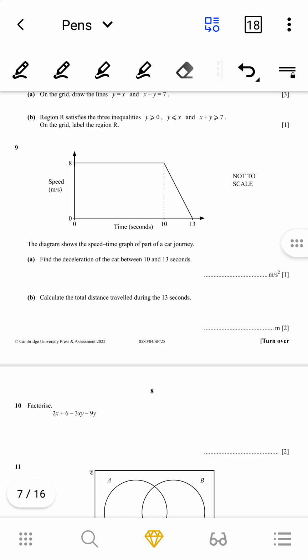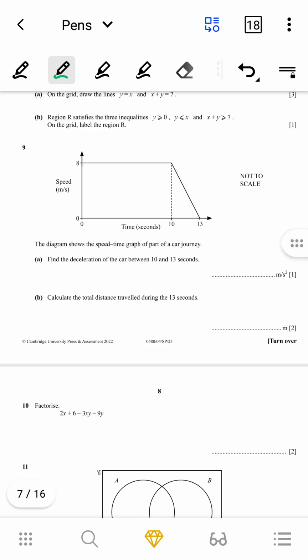It is a very simple concept, speed and time graph. Find the deceleration of the car between 10 and 13 seconds. 10 and 13 seconds, so this region where it is going down. So this region.